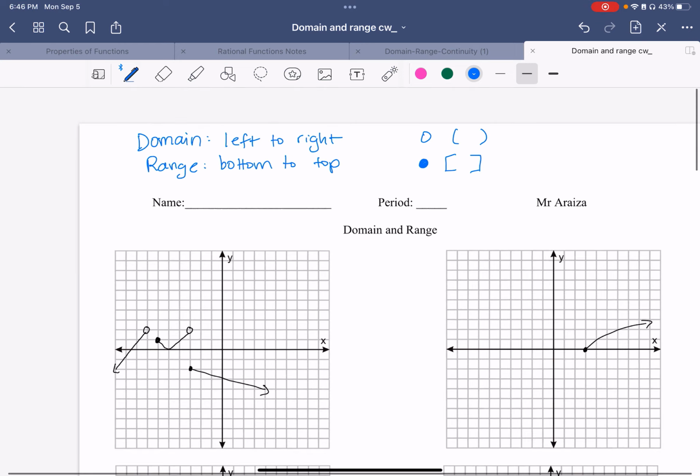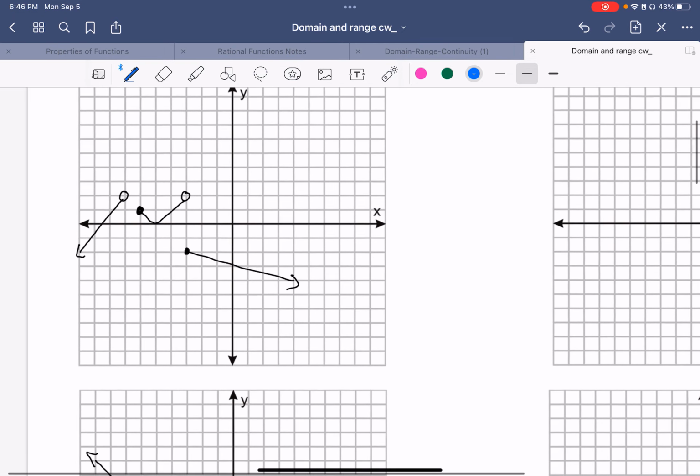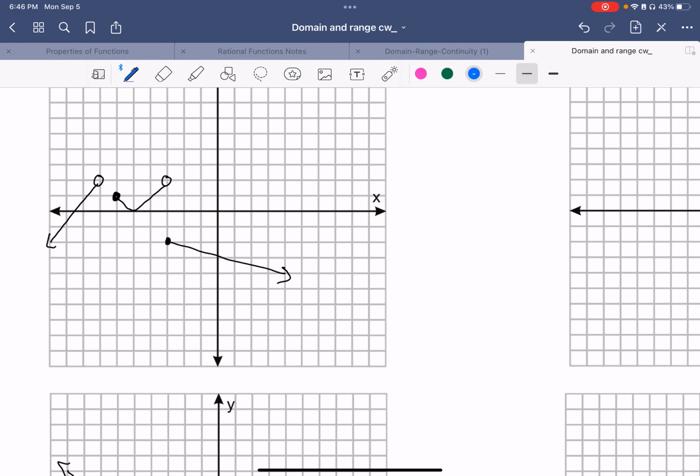Okay, so let's start with the first example. So I'm going to be doing the domain first, okay? So this arrow right here, what that means is that this line is actually going down forever to negative infinity. I'm trying to make a straight line and I'm struggling. Okay, whatever. So this goes down to negative infinity. Anytime you have any type of arrow, that's going to be going to infinity, okay?